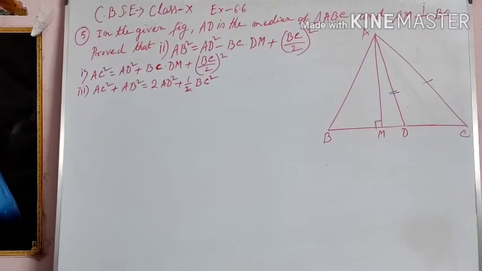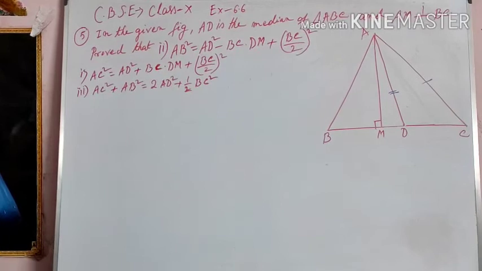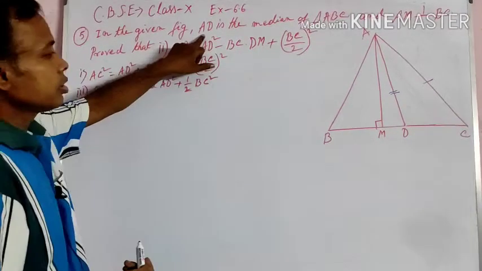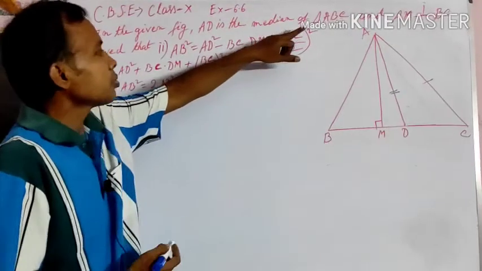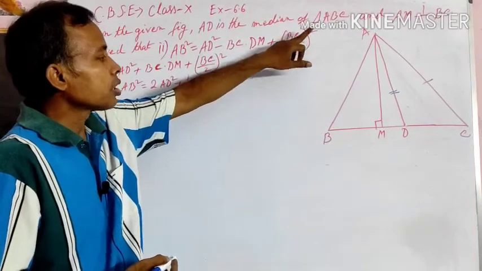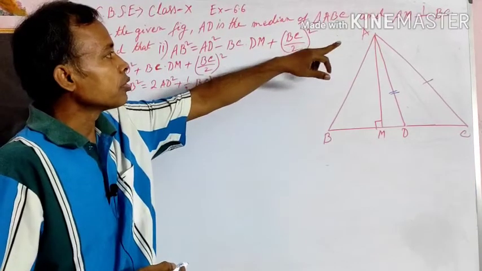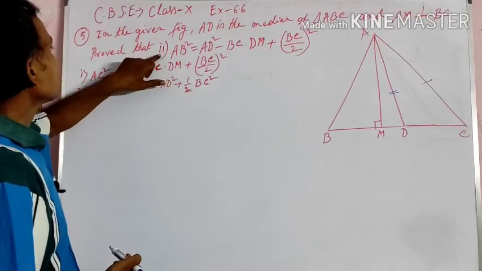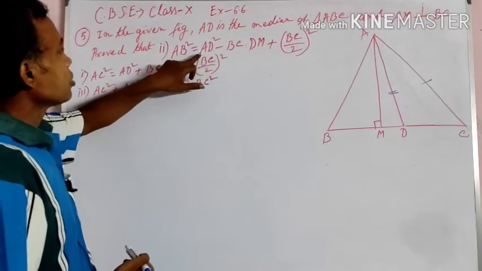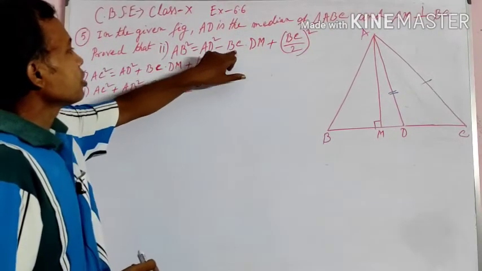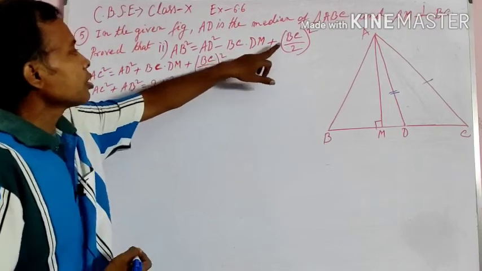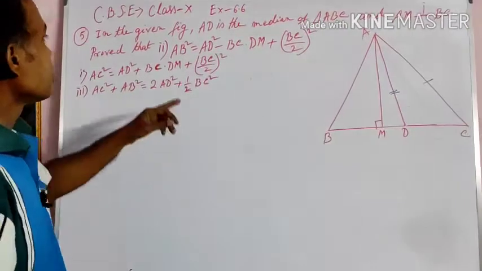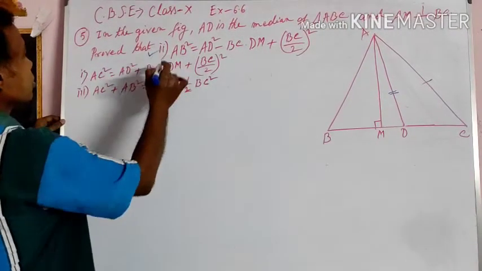CBSE class 10 exercise 6.6 question number 5. In the figure given, AD is the median of triangle ABC, and AM is perpendicular to BC. Prove question number 2: AB square is equal to AD square minus BC into DM plus (BC by 2) whole square. Question number 1 is already proved, that is why I am proving question number 2.